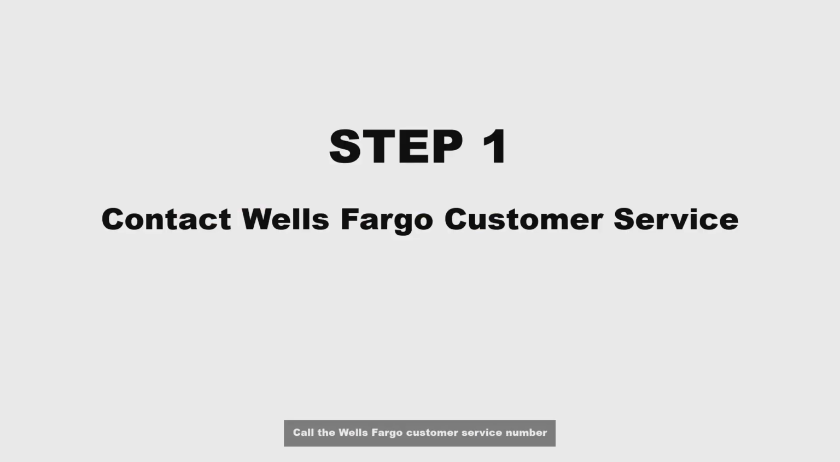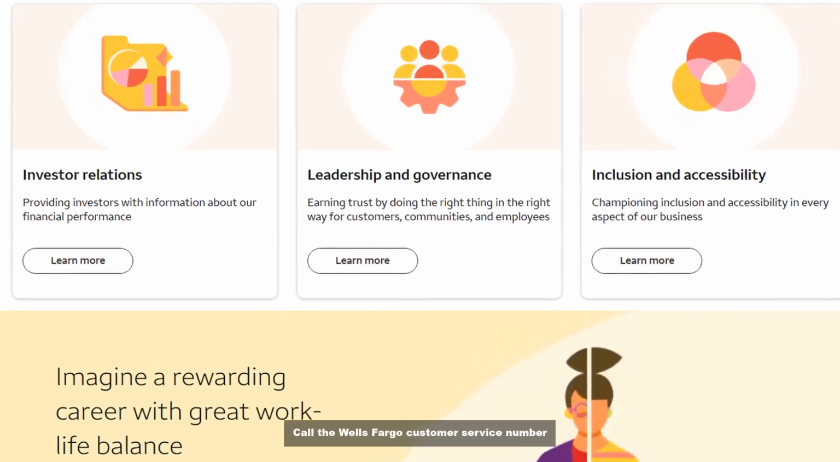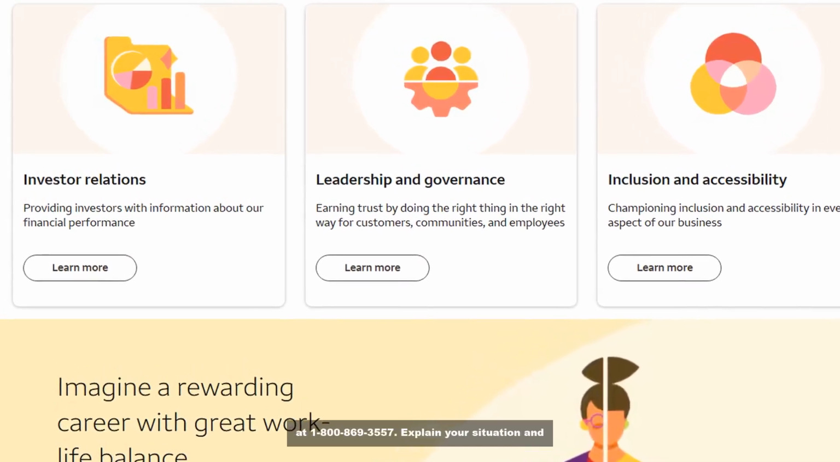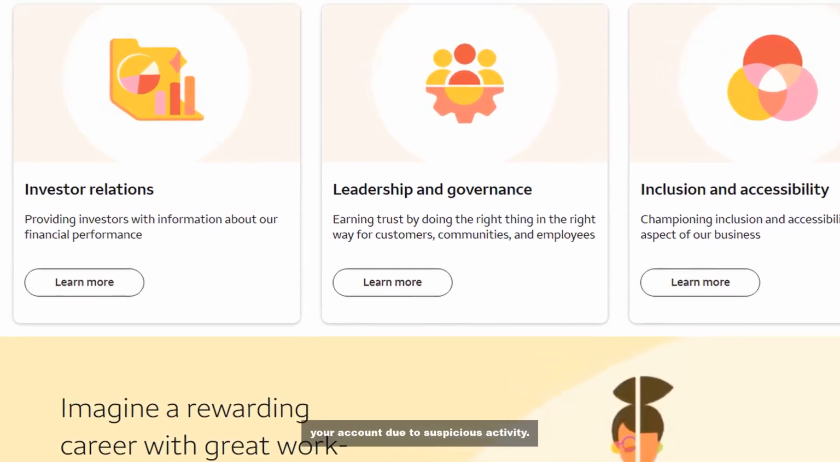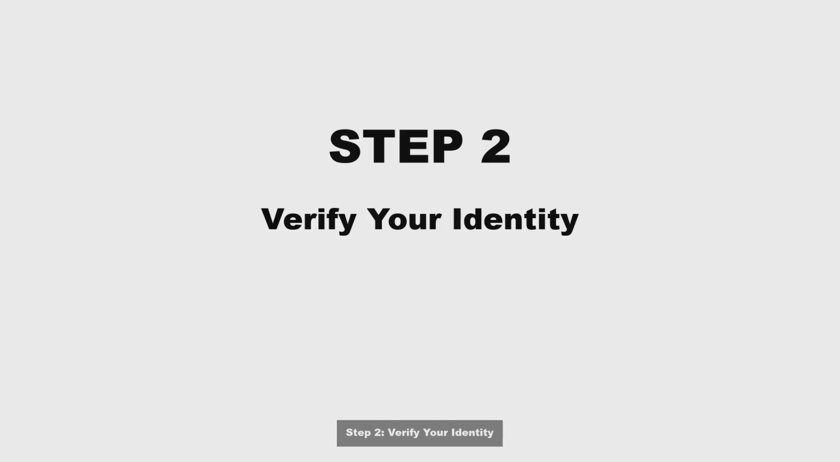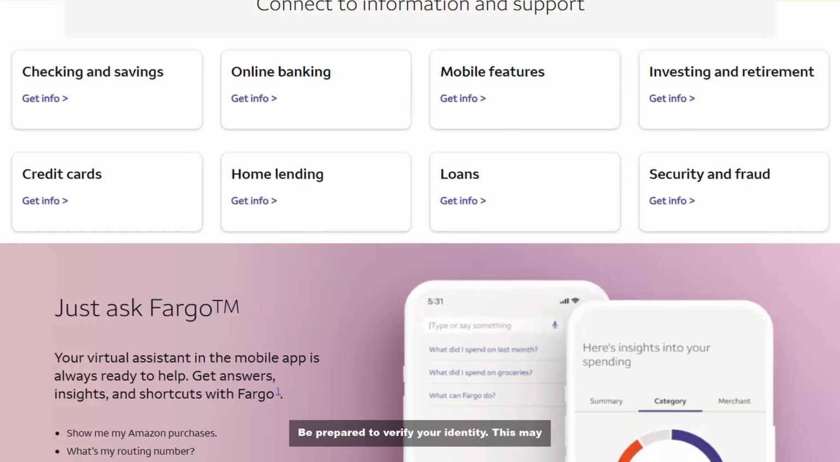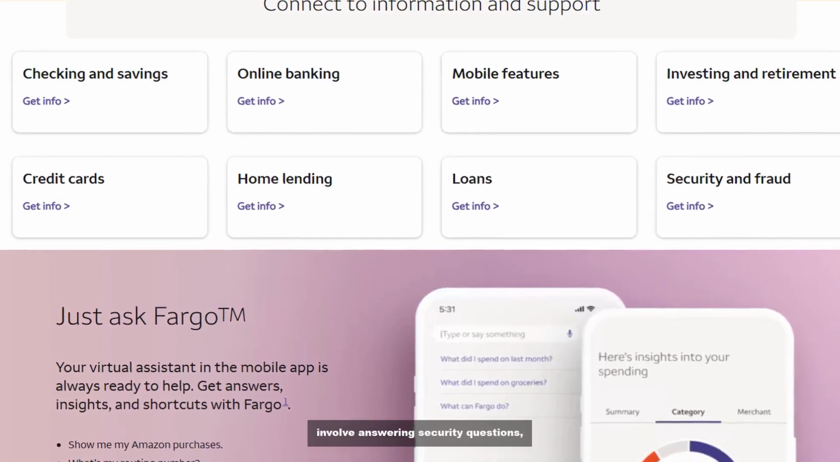Call the Wells Fargo customer service number at 1-800-869-3000. Explain your situation and inform them that you are unable to access your account due to suspicious activity. Step 2. Verify your identity. Be prepared to verify your identity.